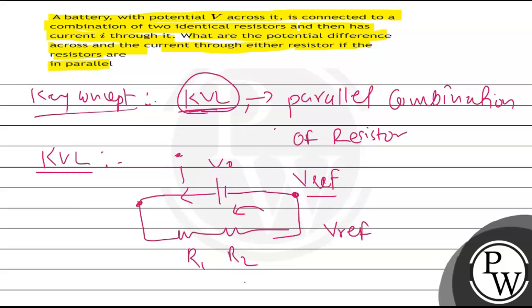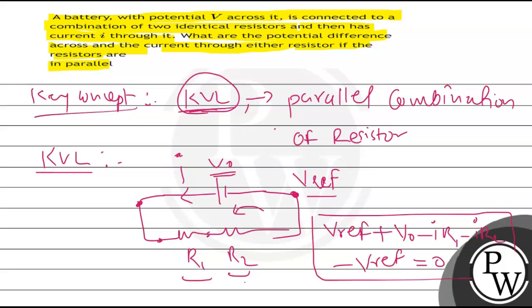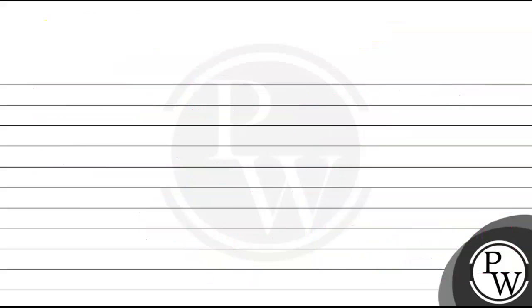If we reach here, the voltage will increase because of the battery, and we can add this voltage V naught. And if we move further, there will be some voltage drop across the resistors R1 and R2, which will be equal to I into R1 minus I into R2, and finally we will reach back to the voltage V reference. This will be equal to 0. So the total voltage in a loop is always equal to 0 as per Kirchhoff's voltage law. Let us start the question.